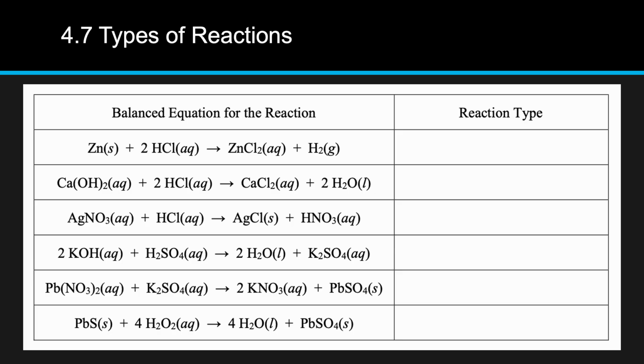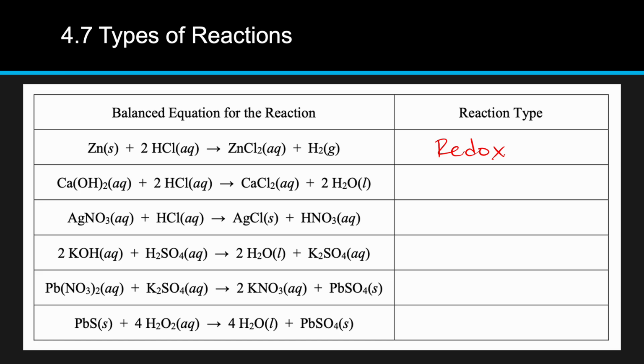All right, so the first one, my biggest clue is that I have elemental zinc on the left and then zinc in an ionic compound on the right. And then same with hydrogen, I have it by itself on the right, but in a molecule on the left, which tells me I'm going to have a change in oxidation state. So this is going to be a redox reaction.